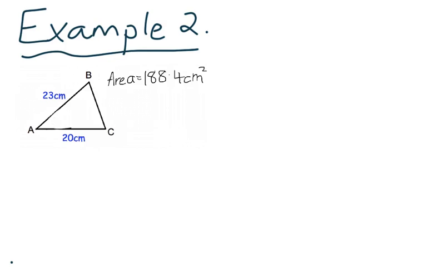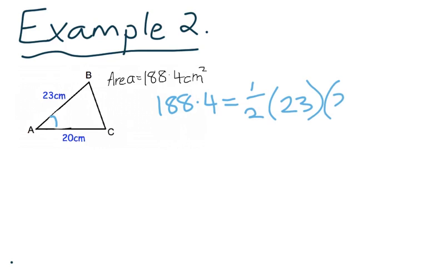This next example is one where we have to work backwards to find the angle. So here, we've been told the area of the triangle, but we've got to work backwards to find this angle here that's not labelled, but it is now. So we're trying to find angle A because that's the included angle. To do this, we have to work backwards, but to start, we will write in the information that we know. So we've got 188.4 is equal to half of 23 times 20 times sine of A in this case.